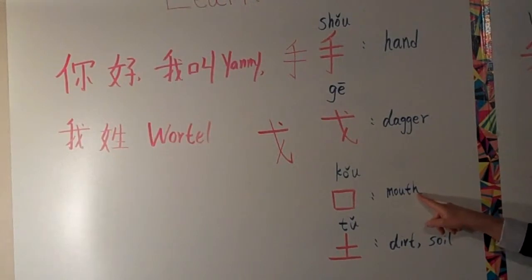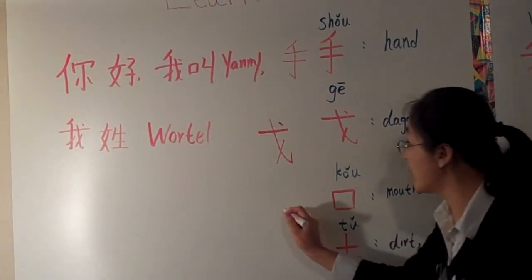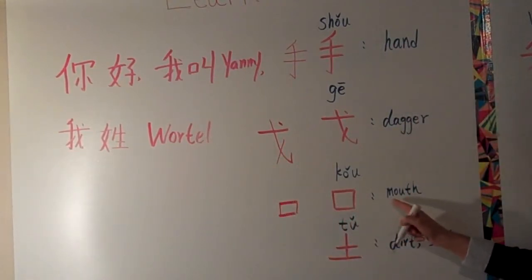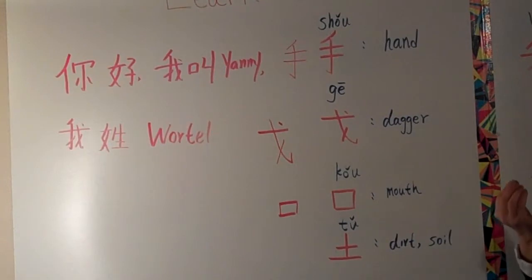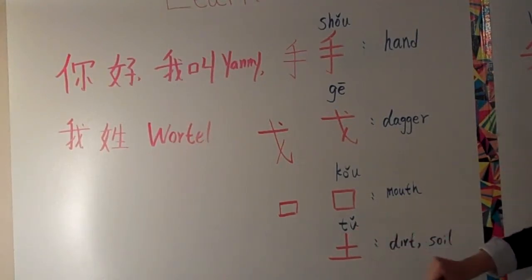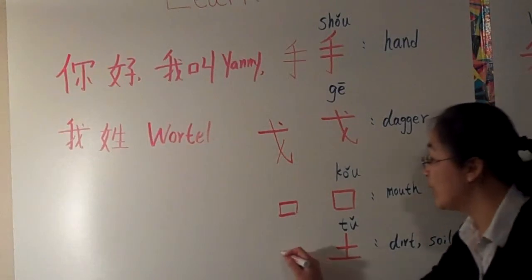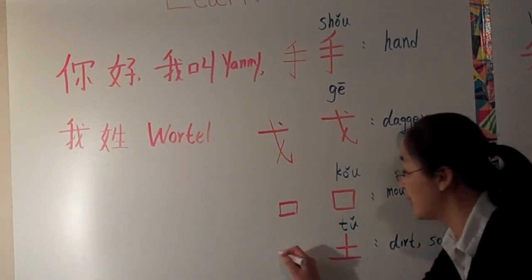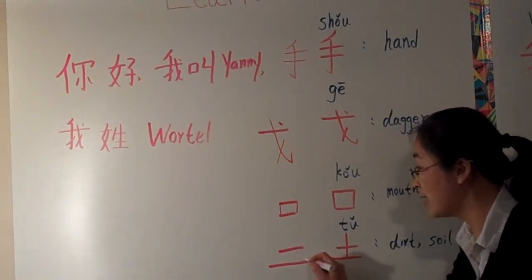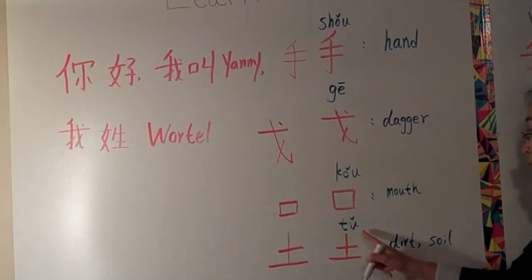Next one, kou, mouth. You draw a square to represent a mouth. Whenever you need a character which means you talk or you ask, you need this mouth radical, this part in the character. Next one, tu means dirt, soil. How can we remember this one? You want to plant some plants. You have the topsoil, a second layer, and you put your plant in. Tu, dirt, soil.